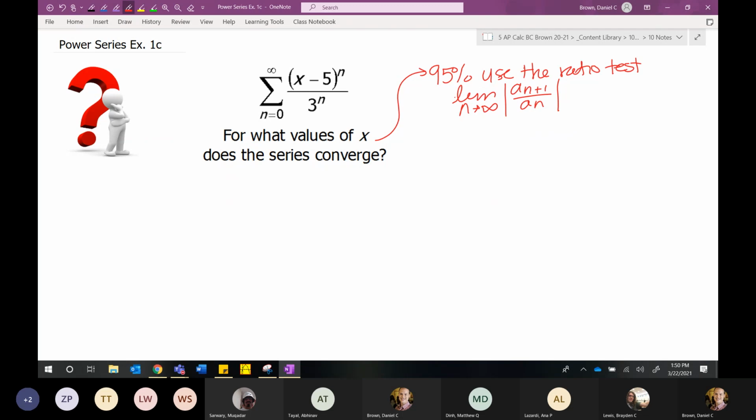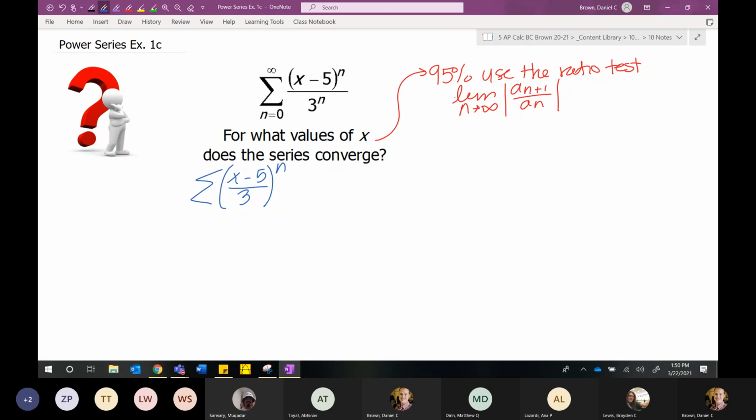Geometric. Why are we using a geometric? This is basically a geometric series if you look at it. If I want to rewrite it to make it a little bit more geometric, this is basically the series. What is our r value? (x minus 5) over 3. We know that we can rewrite it that way.